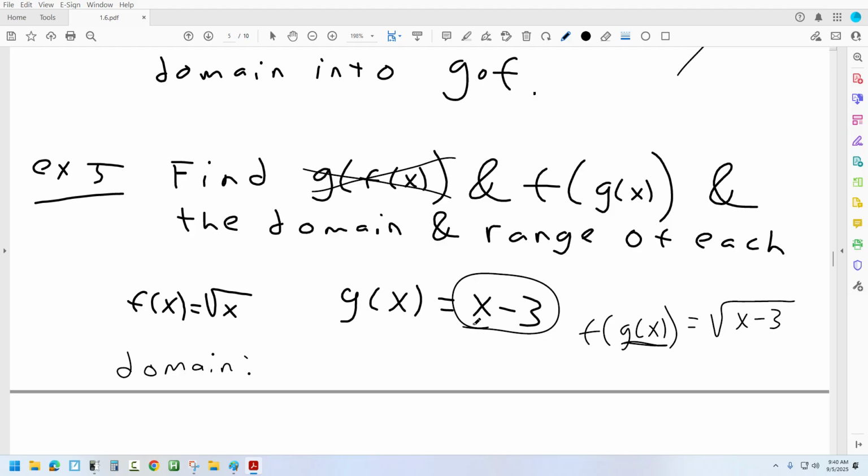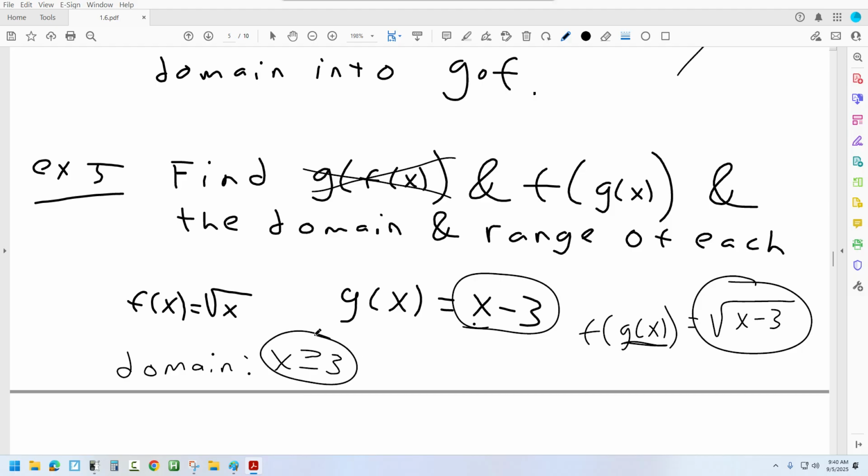Let's look at the composed function. Is there any restriction on the composed function? None? I think x is greater than or equal to 3. Yes, there is a restriction, and you also answered it. It does have to be greater than or equal to 3.